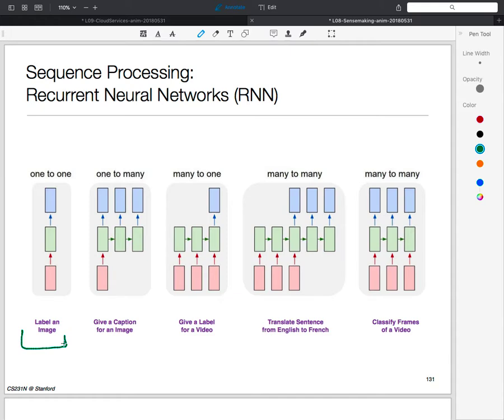Or I can give you a video and ask you to label it: does it represent cooking or sleeping or whatnot? So you look at the whole sequence of input and then produce one label. So this is one to many, this is many to one. I can have many to many: I can speak a sentence in English and you translate that into German. That would be an example of sequence in, sequence out.